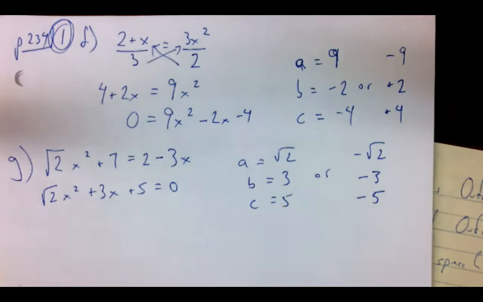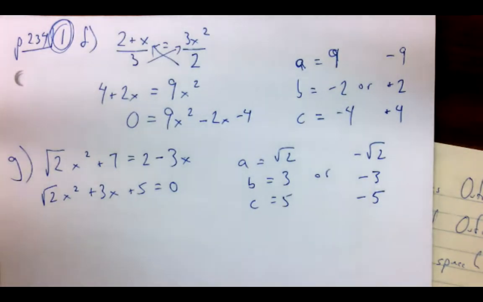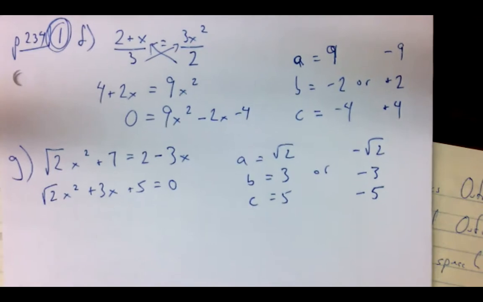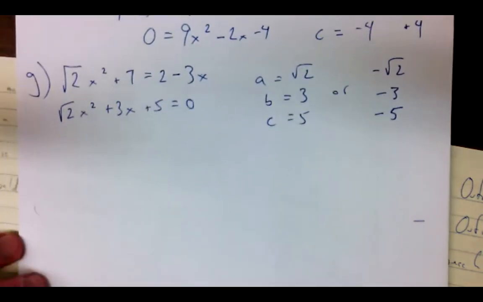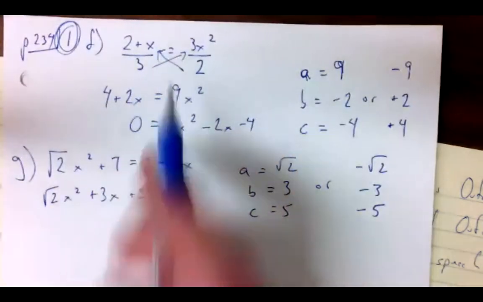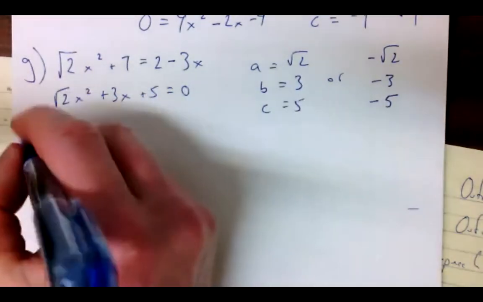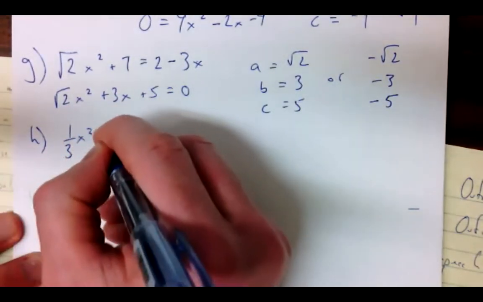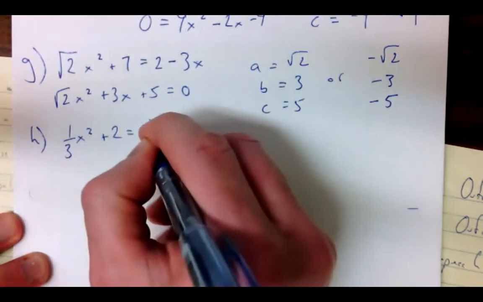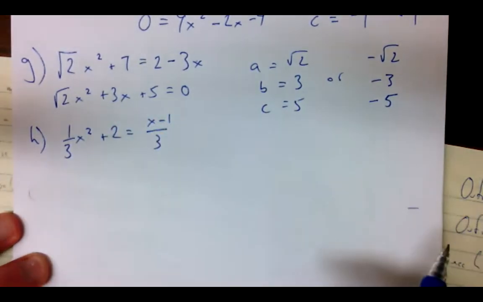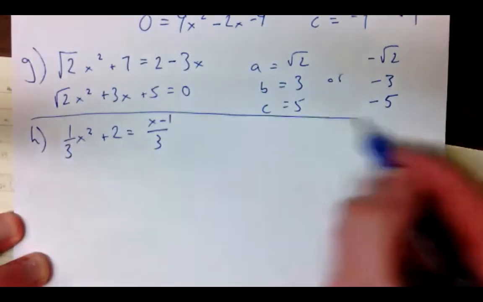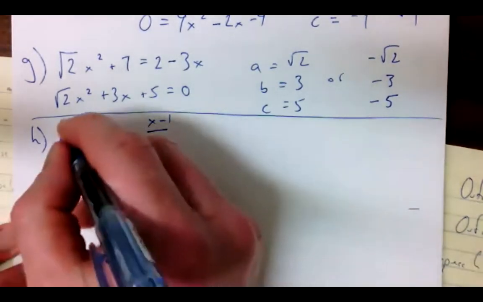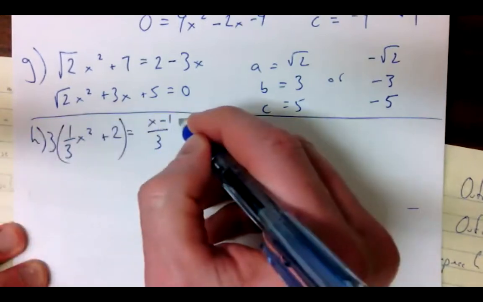So, thoughts, comments, questions? A, B, C, D, E, F, G. I'm going to do H. More fractions. So now H is not as simple to deal with fraction-wise as this, but it's really not a big deal. H says 1/3 x squared plus 2 equals x minus 1 over 3. I'm going to multiply everything by 3, because whatever you do to one side, you do to the other, and that all will work out.